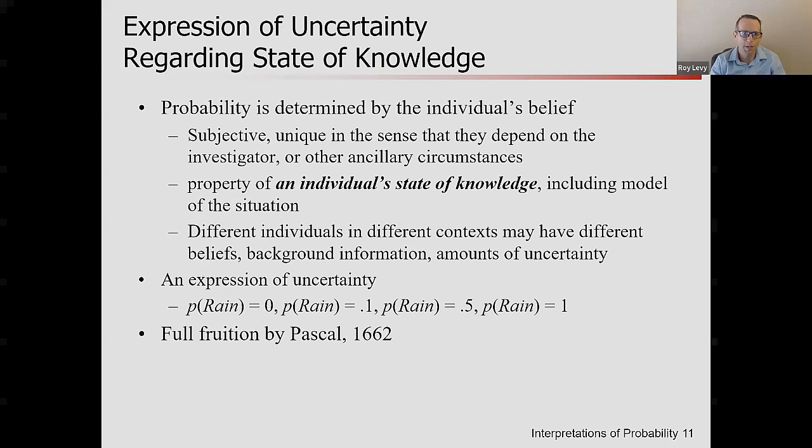So in this interpretation, probability is determined by the individual's belief. It is subjective or unique in the sense that it does depend on the investigator or other ancillary circumstances. It's not so much a property of the world as it's a property of an individual's state of knowledge, including their model of the situation. Different individuals in different contexts may have different beliefs, different background information, different amounts of uncertainty. The probability is just an expression of that uncertainty.